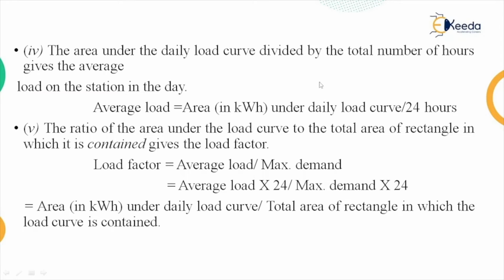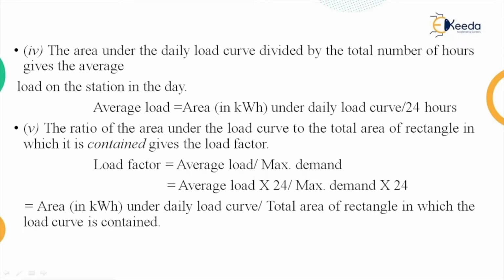Area under the load curve to the total area of the rectangle in which it is contained gives the load factor. So load factor is also represented as the ratio of average load upon maximum demand. If we multiply the numerator and denominator by 24, we get average load into 24 upon maximum demand into 24.